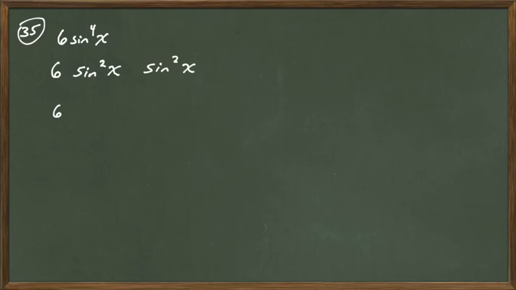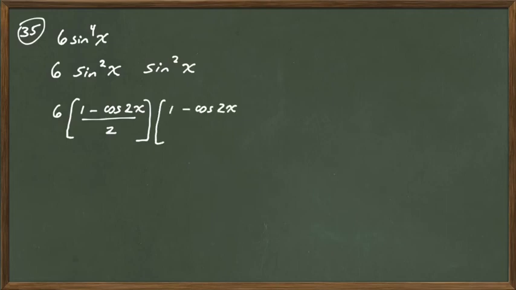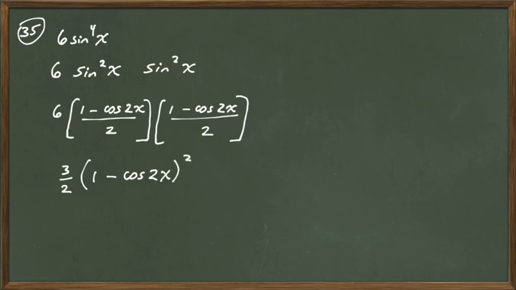Okay. 6. Does anybody know the rule for sine squared? 1 minus cosine 2x all over 2. I'm sorry, yep. And the other one is also sine squared. 1 minus cosine 2x all over 2. If it was cosine squared, it'd be 1 plus cosine 2x all over 2. So you get 6/4 or 3/2 1 minus cosine of 2x, and you wanted it quantity squared, right?